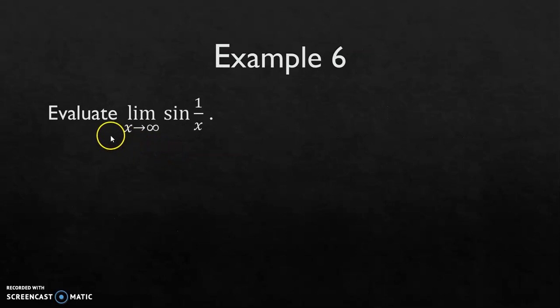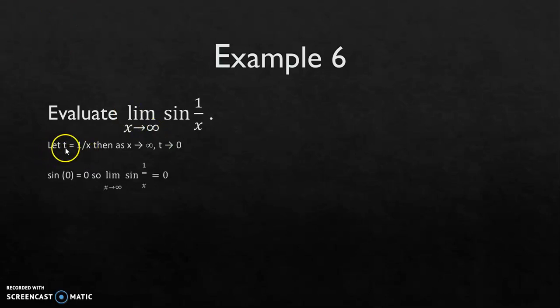Okay, in example 6, they want us to evaluate this limit. Now, please notice, this is sine of something else. So what I can do is use a substitution and investigate what's going on at 1 over x as x approaches infinity, and then figure out what's going on with sine as x approaches that value. So let's take a look.